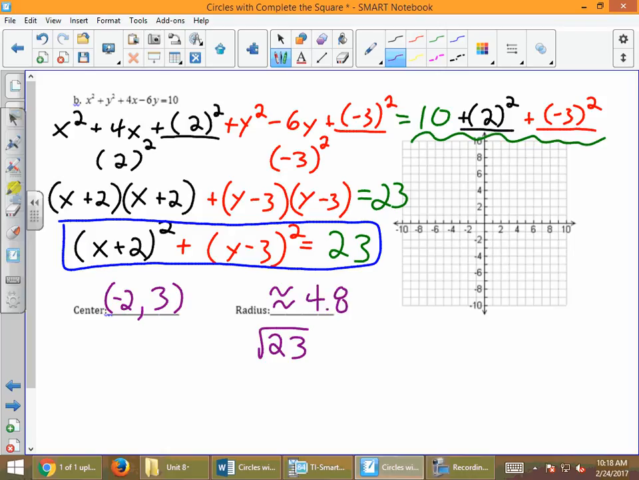And let's graph. I can easily graph the negative 2, 3. Negative 2, 3 is right here. Maybe. I like that. I'm erasing that dot. Dot is not a fan of me.